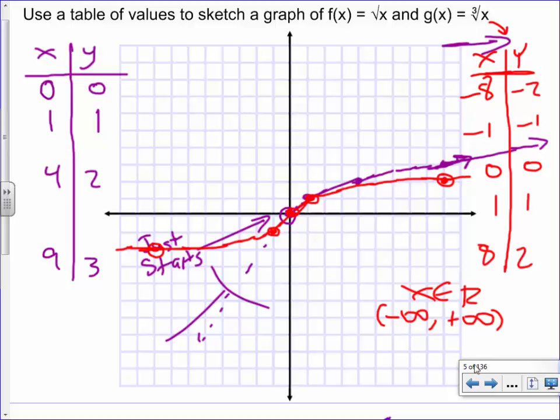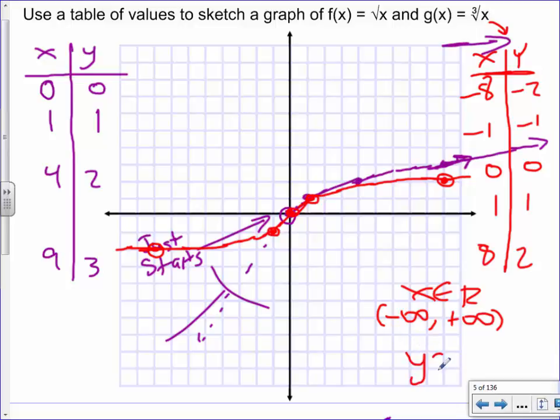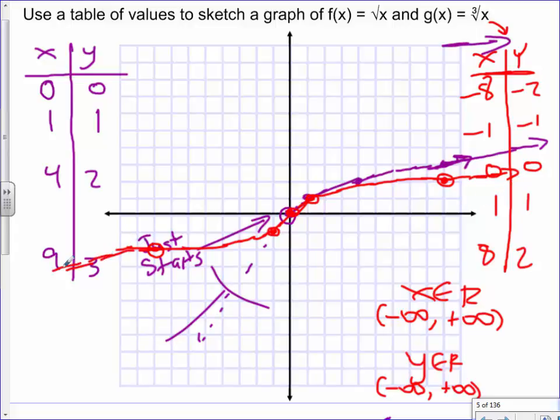So range, same thing actually. You can have any y number you want. This graph will slowly but surely keep going upwards. It might take forever, but it will slowly but surely go up, and this graph will slowly but surely make its way down. It'll get there. It'll just take its time. So far so good?